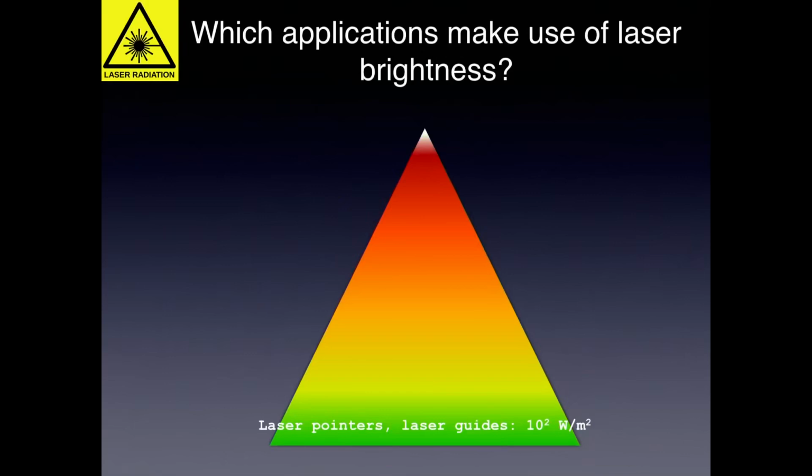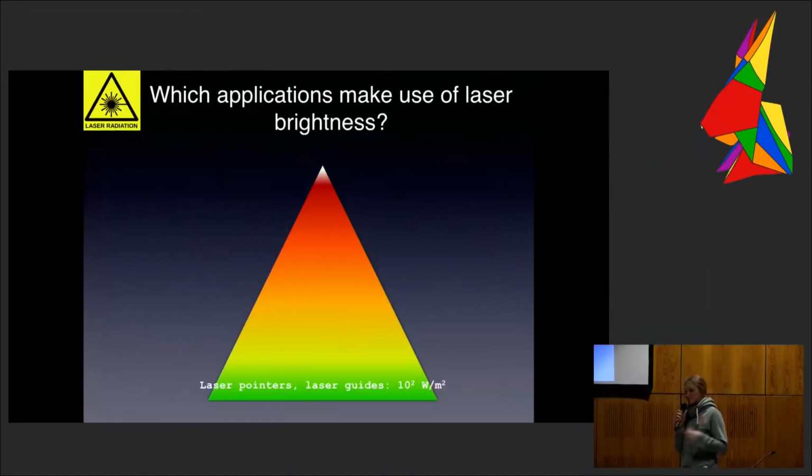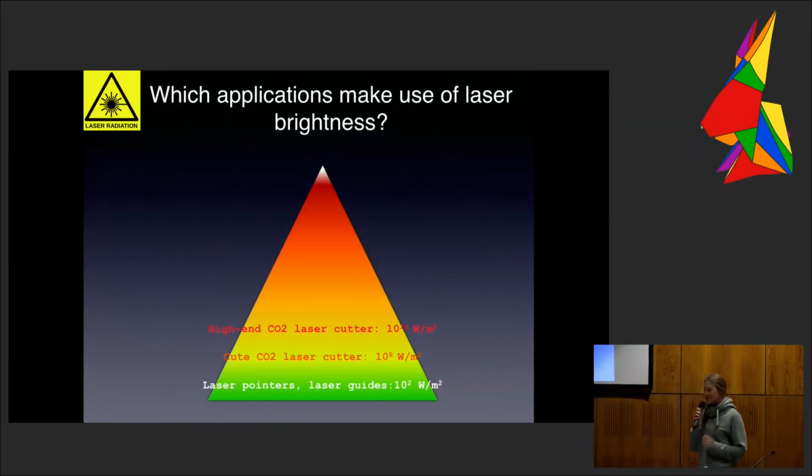So which applications make use of laser brightness? So I mentioned laser pointers, laser guides, and then you can go up in oomph. So the next step in oomph are the cute CO2 laser cutters, about 10^8 watts per square meter, and then the high-end CO2 laser cutters, which are about 10^10 watts per square meter. Of course, you never have this amount of wattage on the full meter. Most of the time, it's focused on something like a few tens of microns. So you're not getting 10^10 watts. That's not what you're getting.